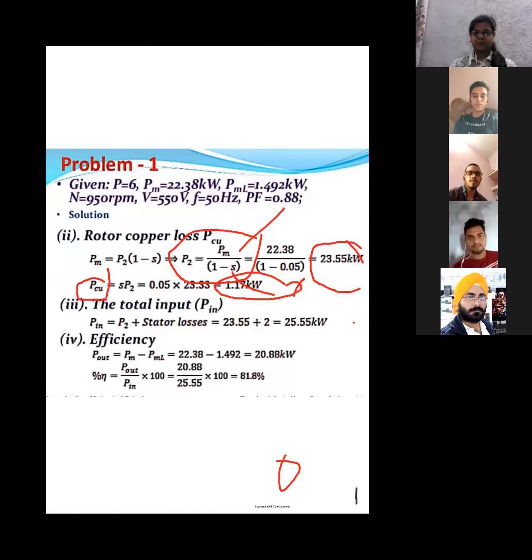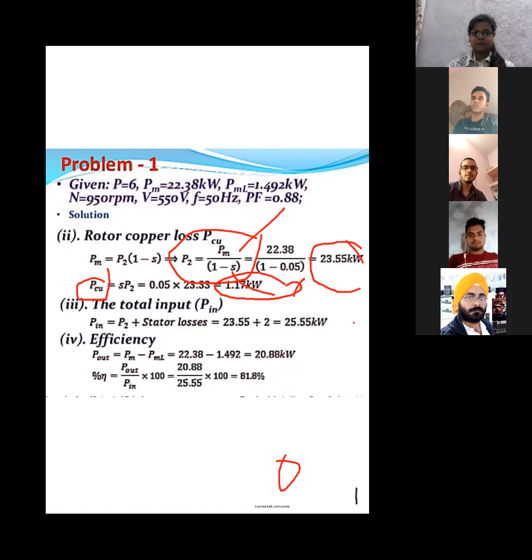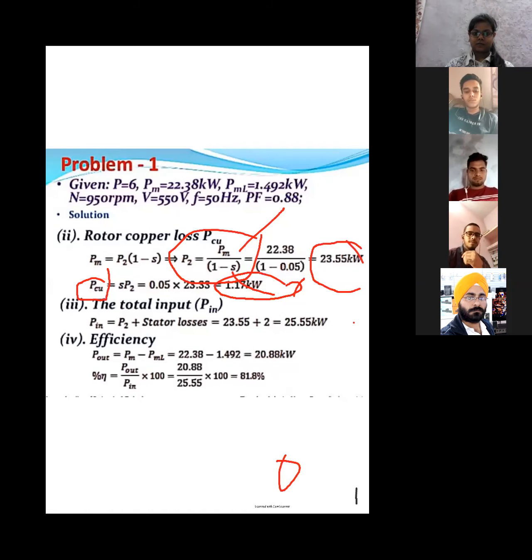Yes, sir. So total input to the rotor we have calculated, it was 23.5. Plus stator loss given in the problem, which is 2, so that is 25 kilowatt.